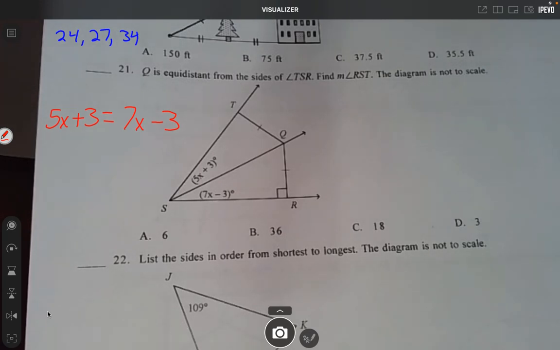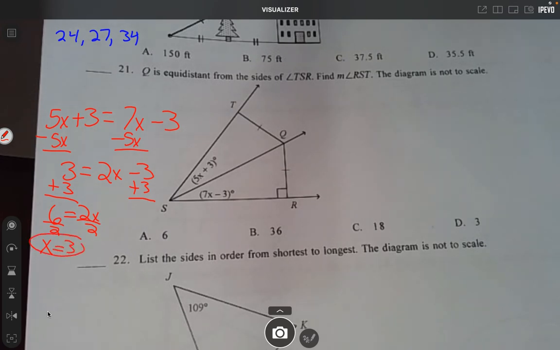Earlier on the study guide, we could combine like terms. This one we can't. We have to move stuff around across the equal sign. So I will subtract 5x. Let's bring everything down. 3 equals 2x minus 3. Then what do you do? You add 3. So 6 equals 2x. Then what? Divide by 2. And what does x equal? 3.